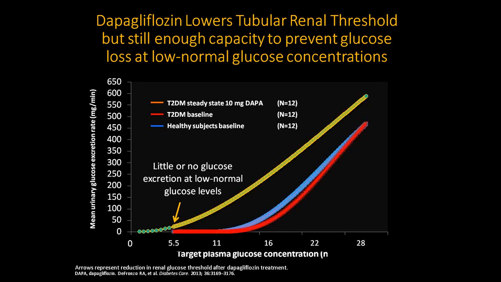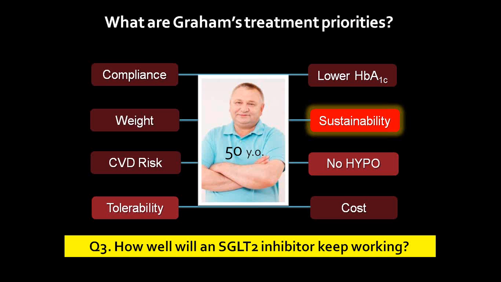And this is why these agents don't cause hypoglycemia on their own or in combination with metformin, because there's next to no glucose being lost if there's next to no glucose in the system. So you simply cannot drop any further. Next slide, please. So the other question is, he is 50 years old.